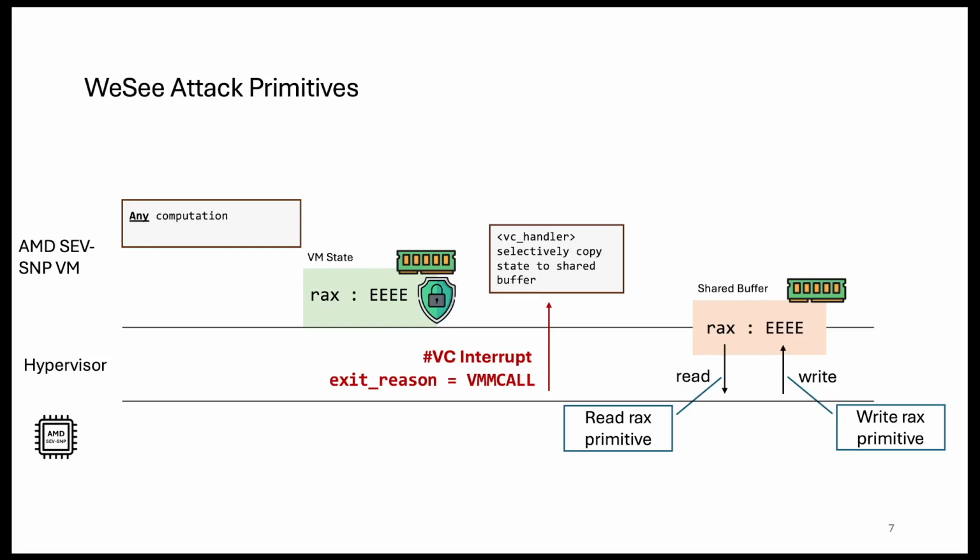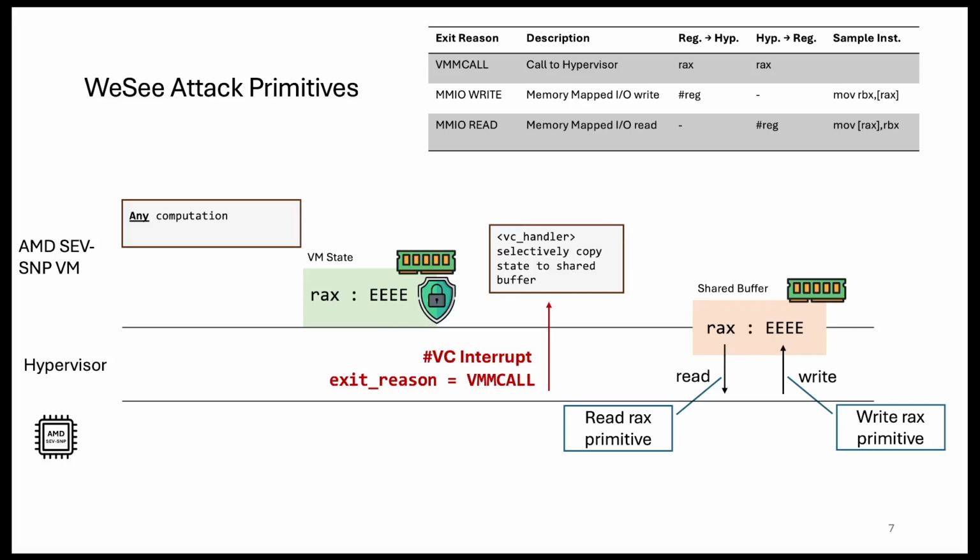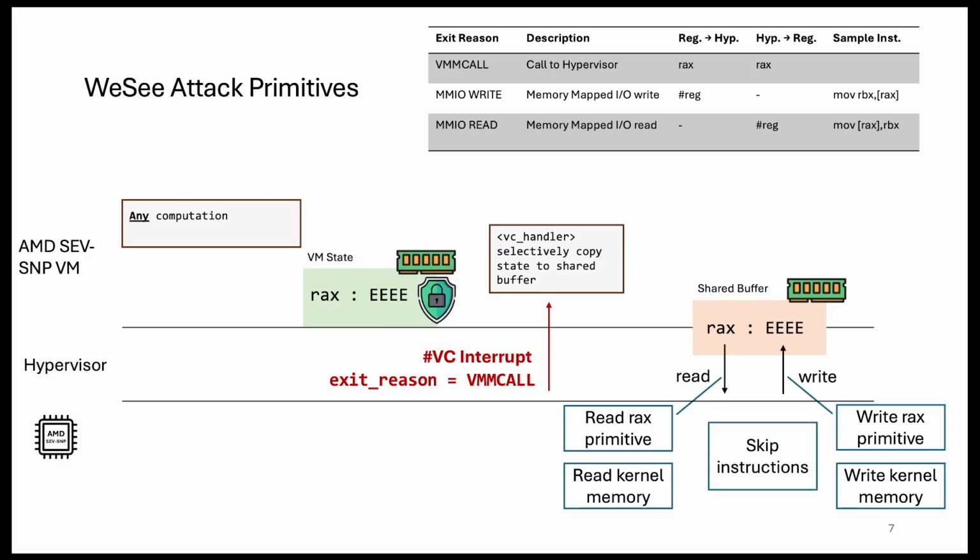Now, there are a total of 16 exit reasons that are possible. For WeSee, we use two others apart from VMM call, specifically MMIO write and MMIO read. Using these, we build attack primitives that can read and write to kernel memory. Additionally, we also build a primitive that can skip instructions. That is, it increments the instruction pointer. This is particularly useful to avoid some undesirable side effects that the handler might have that might lead to its crashing and our attack not being successful.